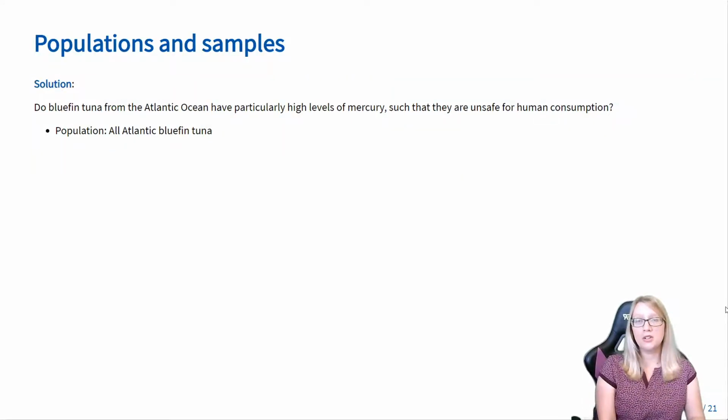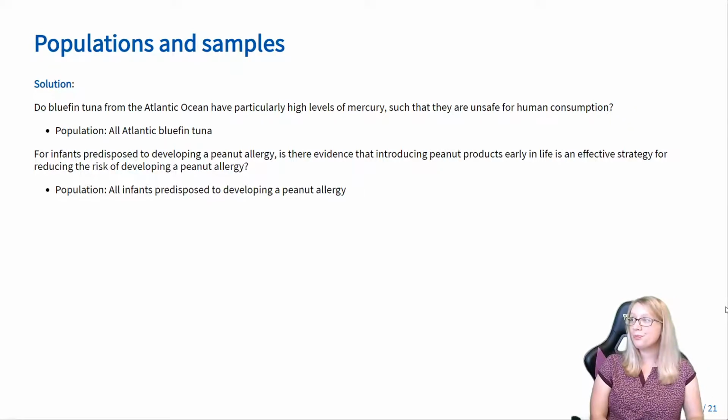Do bluefin tuna from the Atlantic Ocean have particularly high levels of mercury, so much so that they're unsafe for human consumption? Our population here would be all Atlantic bluefin tuna. That's the group, or those are the subjects that we're interested in. The sample of tuna that we have collected would then be our sample.